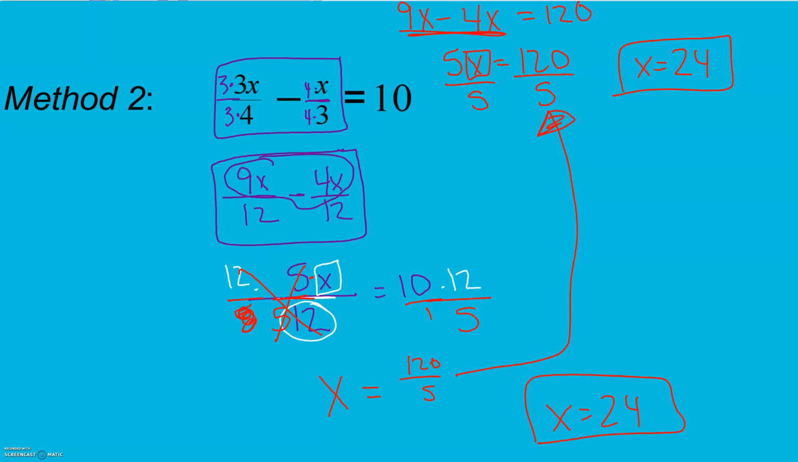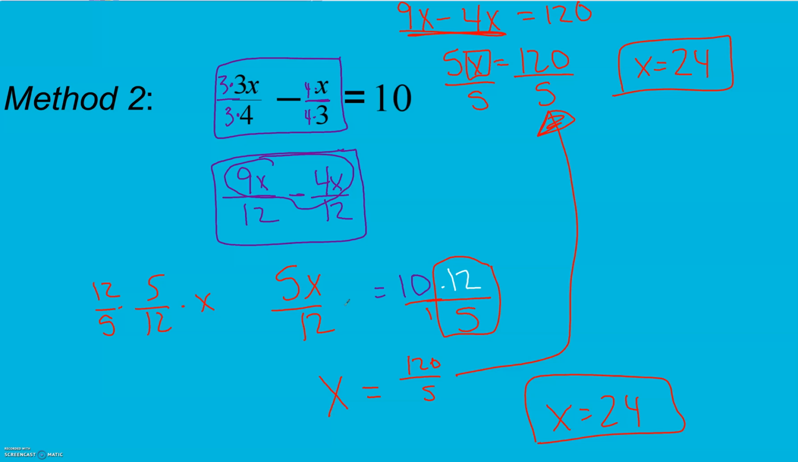And again, once we got to this step right here, this 5x over 12, we could have said, well, that's the same as 5 over 12 times x and multiply by the reciprocal, which is what we did here. Or we could have divided by 5 over 12 as well, but when we divide fractions, we multiply by the reciprocal. So again, two ways to work with equations that have fractions.